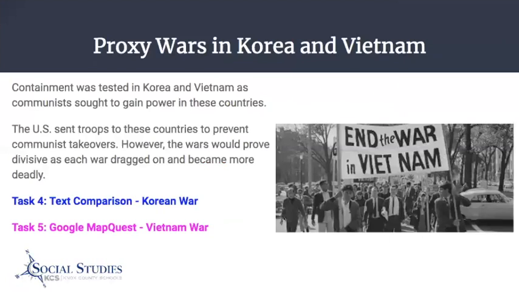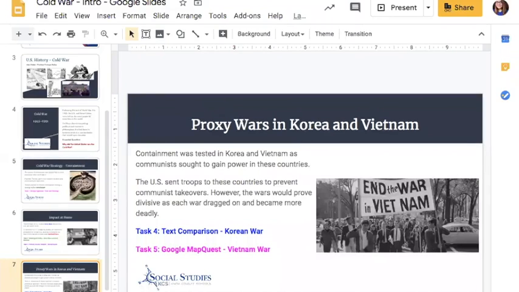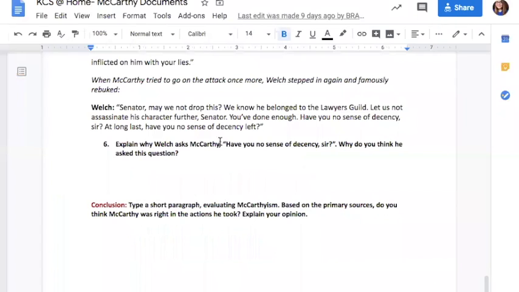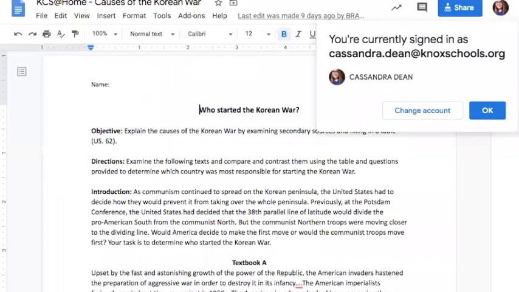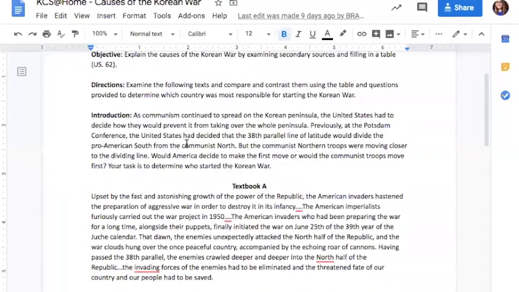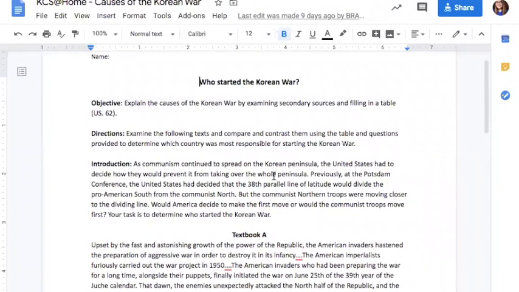trying to contain these countries, the American people will eventually be against these wars, as many Americans are going to die in them, and you're going to see an impact and a rise of protests against wars in America during this time. So in exploring these proxy wars, you will complete 2 tasks. The first will be a text comparison.